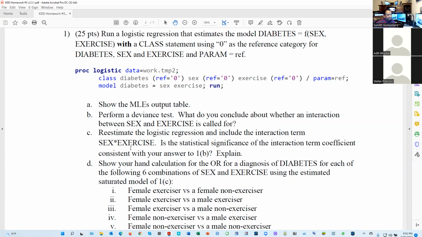Then we check whether it's consistent with what we decided in part B. Re-estimate again, now with another interaction term. Here we have to say the interaction term to be added, between gender and exercise, must be included to make the model saturated.